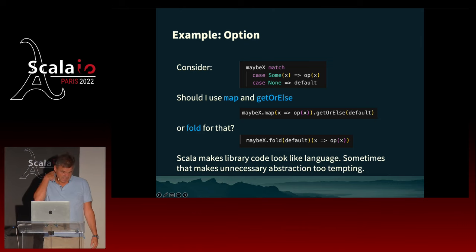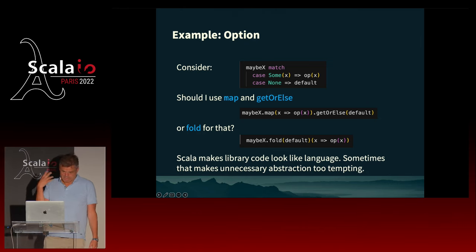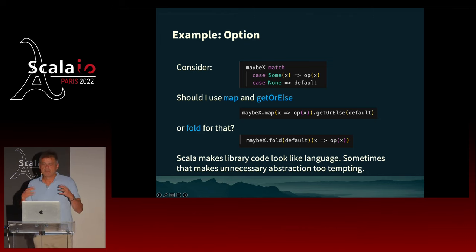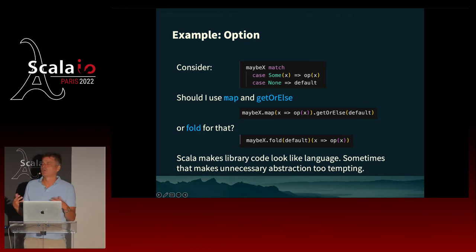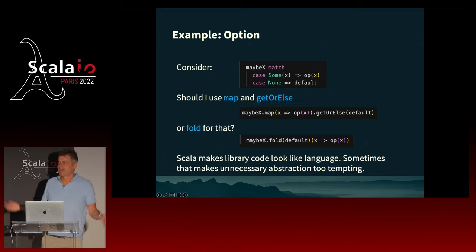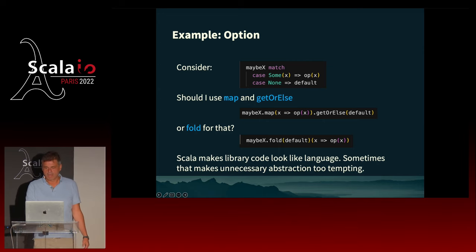So the problem here is, I think, that what's in a sense good and very powerful is that Scala is a very good language to make library code look like language, but sometimes that makes unnecessary abstraction too tempting. Okay, so this was my large critique to say, well, here are all the traps and pitfalls that we can fall into and that we have to guard against.